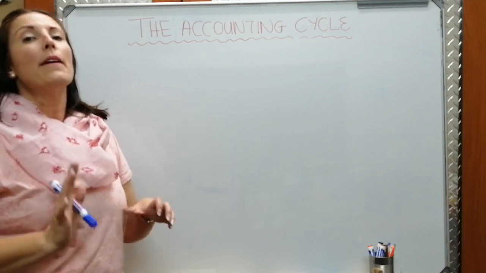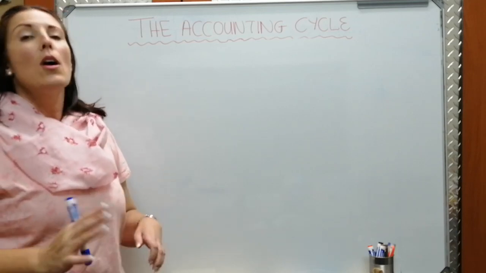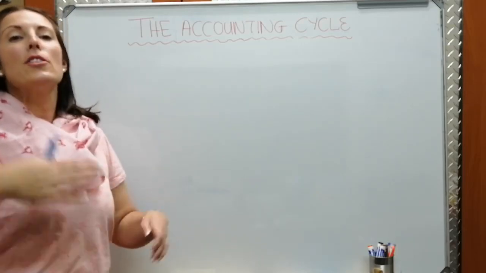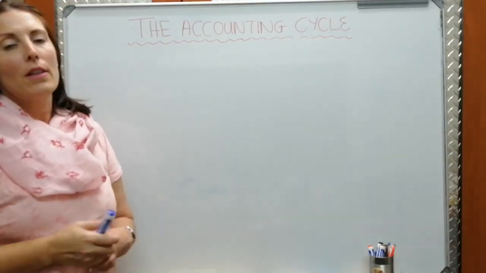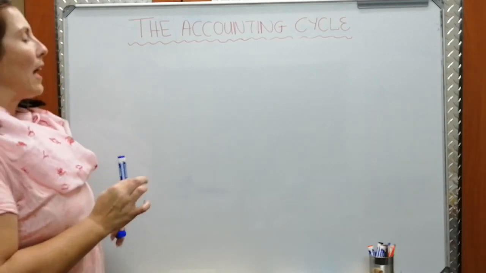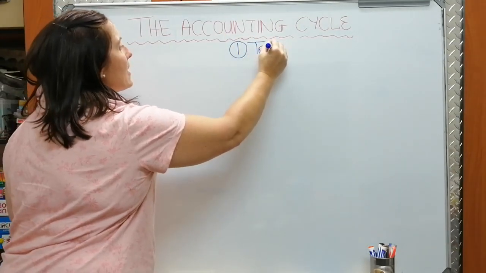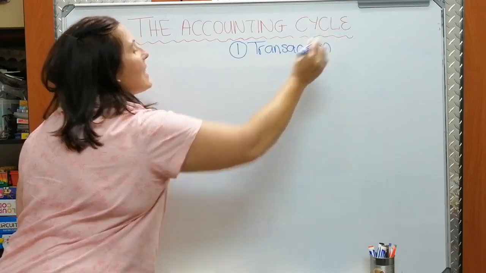So normally we look at processes in the business for a financial year, because then we can also make decisions based on what we saw from this year compared to the last or the previous financial year. So if we look at the accounting cycle, it always starts with a transaction that takes place. Now, what is a transaction?